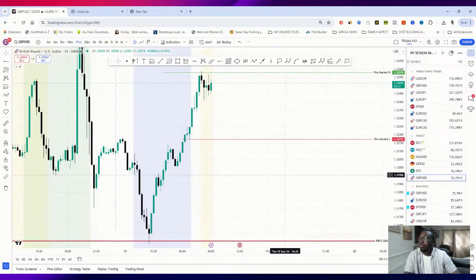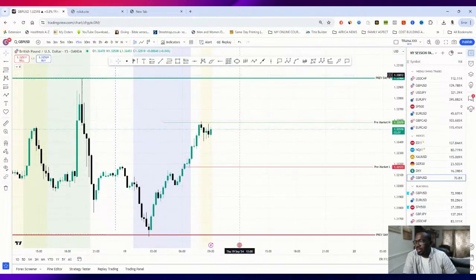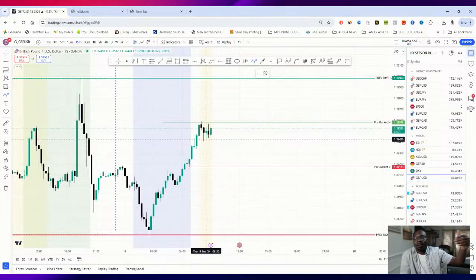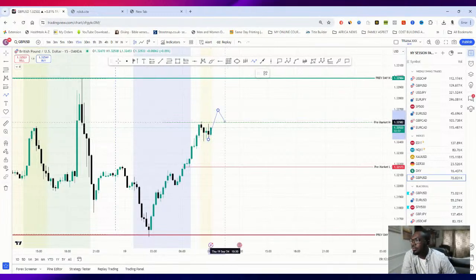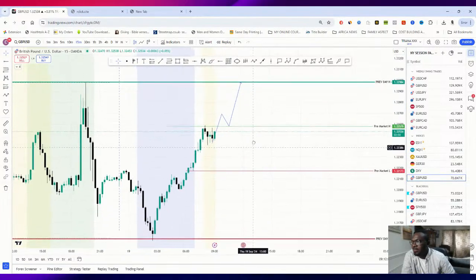So when I am trading this, I'm waiting for two things. Like I said, this is the pre-market high, and we are bullish. I can only buy when price breaks the pre-market high. So I'll look for price to break this high and retest, and I'll buy. And I'm targeting that pre-daily high, and I'll take my TP out.